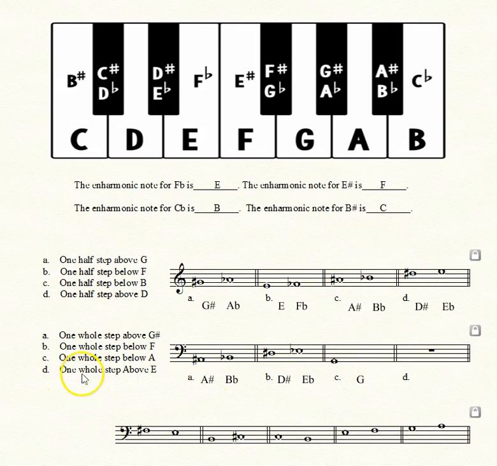Lastly, we need one whole step above E. So let's take a look at E. Now let's move 2 keys to the right. Here's our first key and our second key. So we have F sharp and G flat. So let's add that down here.